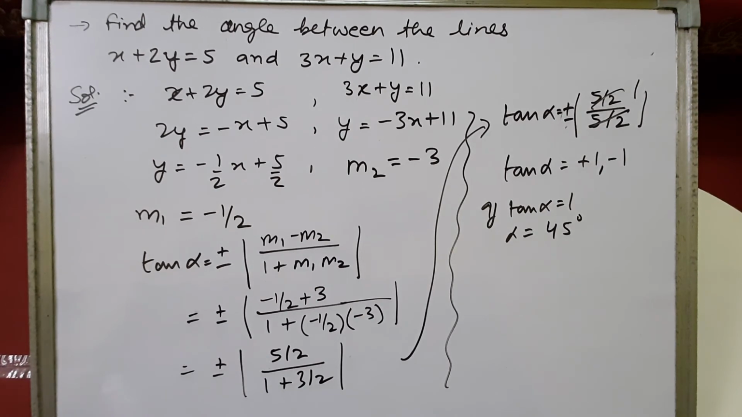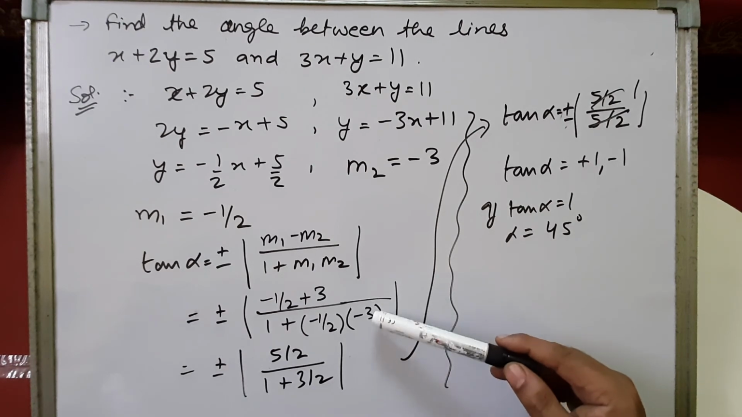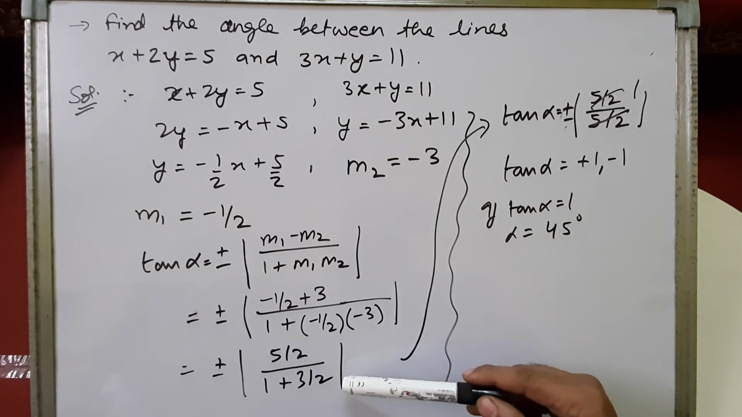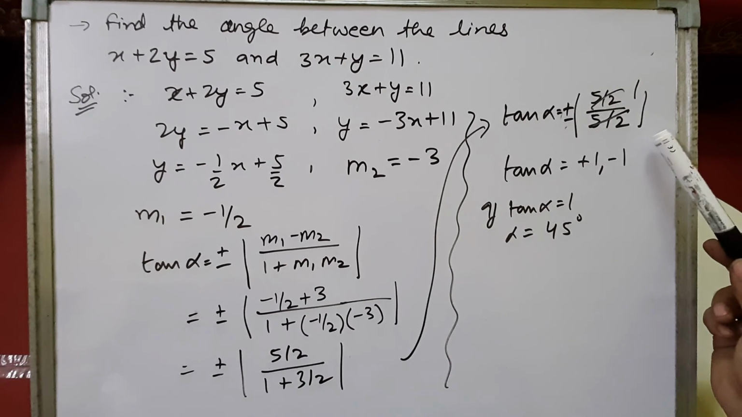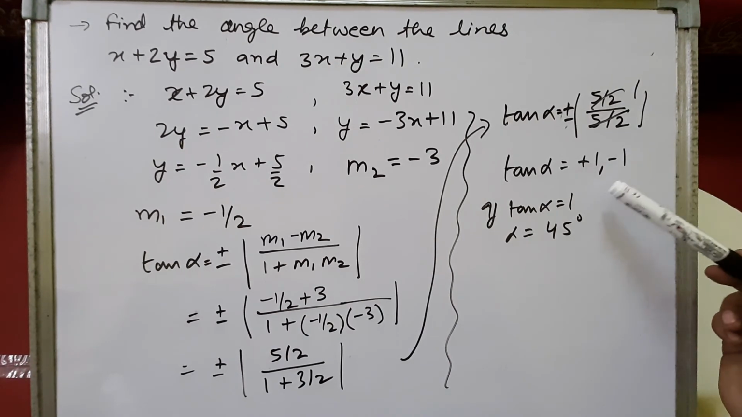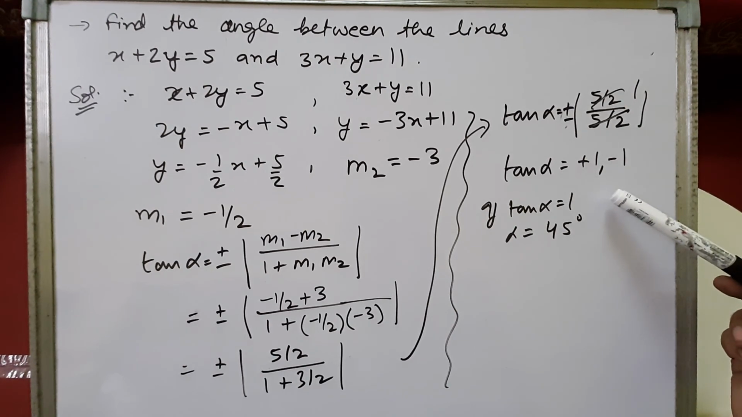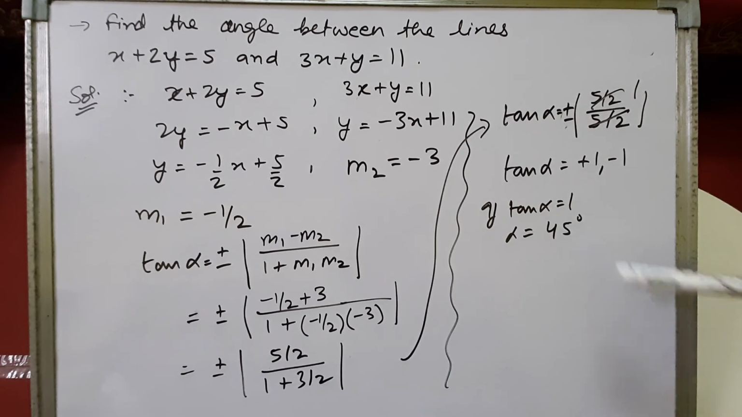When we substitute the values of m1 and m2, we get plus minus mod of (minus 1 by 2 plus 3) whole upon (1 plus minus 1 by 2 into minus 3). When we solve, we get plus minus mod of 5 by 2 upon 1 plus 3 by 2. After solving, we get the value of tan alpha as plus minus 1. That means the value of tan alpha could be plus 1 or minus 1. Positive is taken for the acute angle and negative is taken for finding the obtuse angle between the lines. So if tan alpha equals 1, the value of alpha will be 45 degrees, which is the acute angle between the lines. Alright children, please note down.